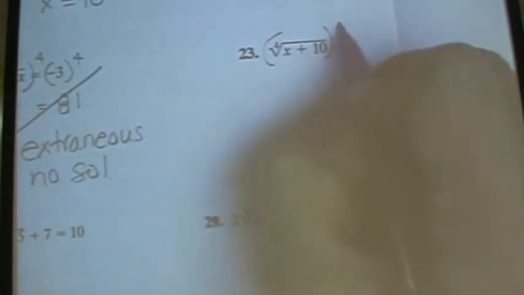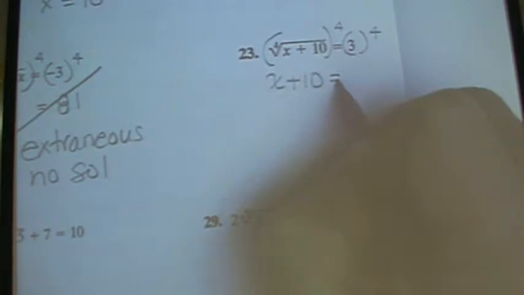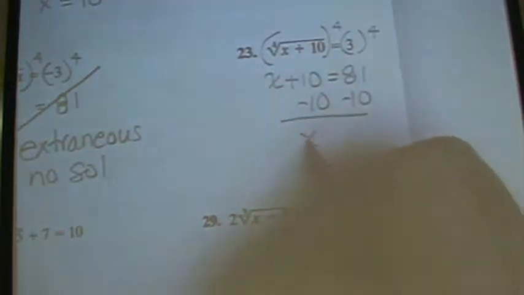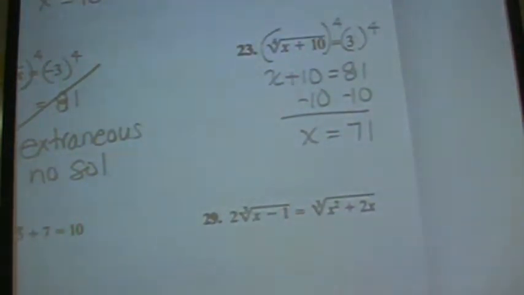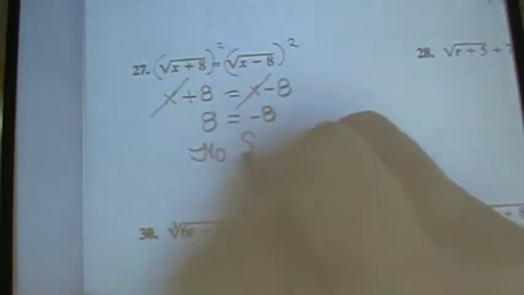Number 23, raise both sides to the 4th power. Subtract 10. x equals 71. This next one is very easy. Both sides are square roots, so essentially what you're doing is squaring both sides. And you end up with x plus 8 equals x minus 8. Now these two x's are the same. When you subtract them, you're getting rid of them, and you get 8 is equal to negative 8, which is not true. So this one is no solution.